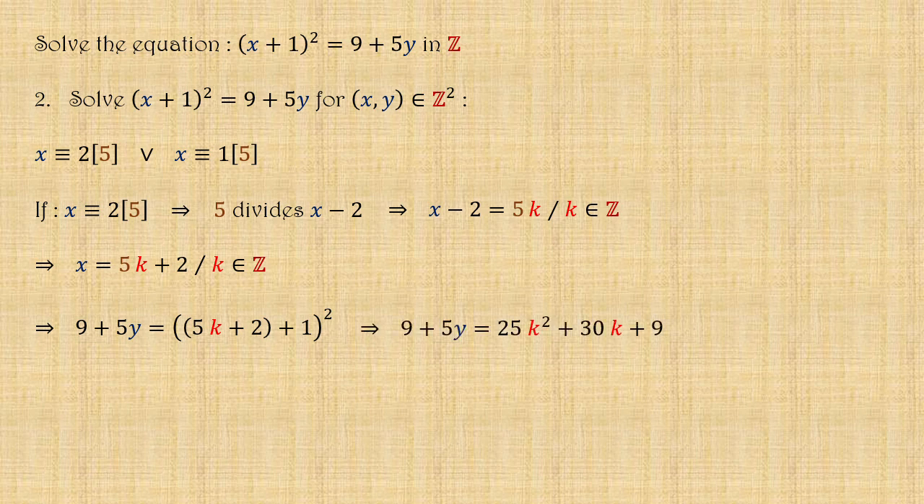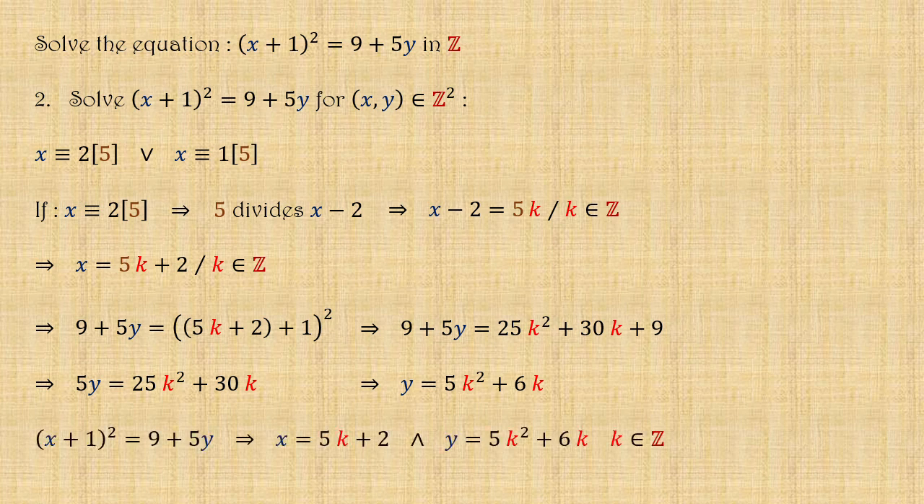Which means that 9 + 5y is equal to 25k² + 30k + 9. Therefore, 5y equals 25k² + 30k. And this means that y equals 5k² + 6k. So in this case the solution to our equation is the couple of integer numbers x and y such that x equals 5k + 2, and y equals 5k² + 6k, such that k is an integer number.